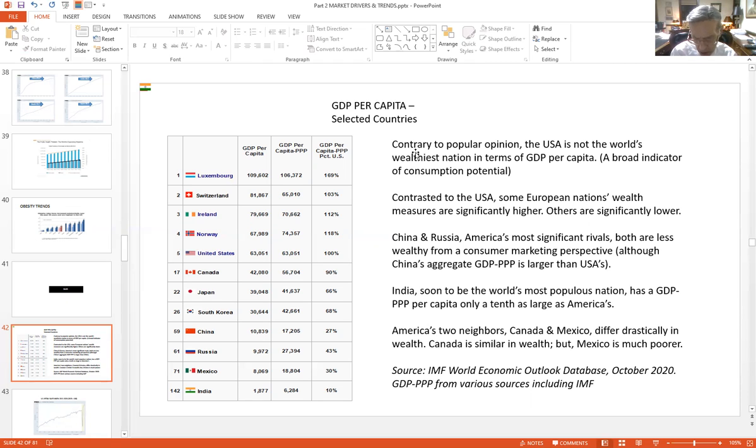Then we get down to China, Mexico, and India. And in those cases, we have GDP per capita much lower, 27% in the case of China, 30% in the case of Mexico, and only 10% in the case of India. So Russia, I'll talk about Russia in just a minute.